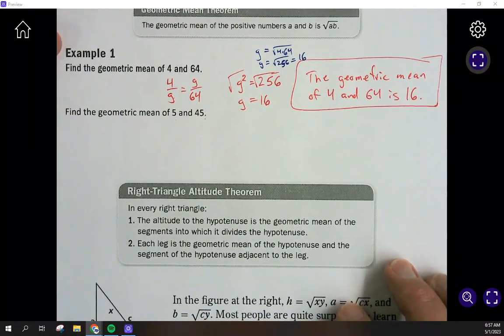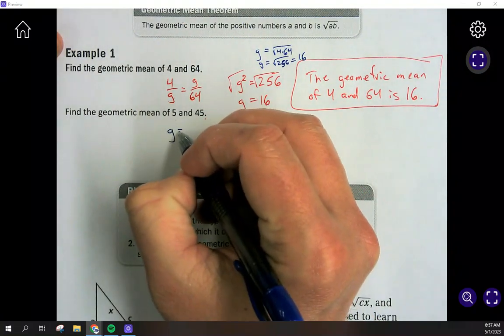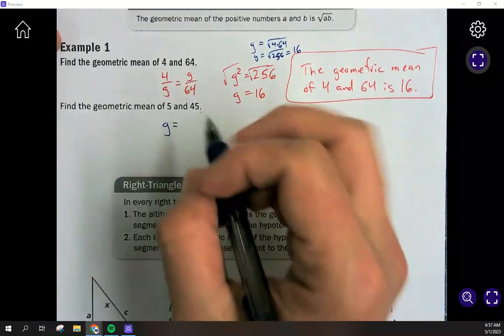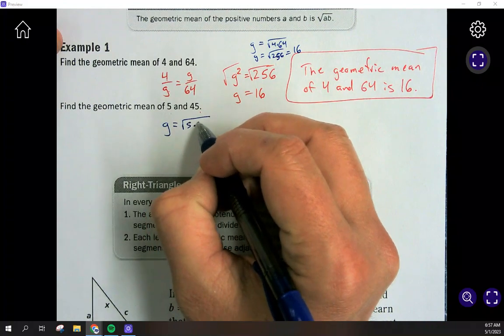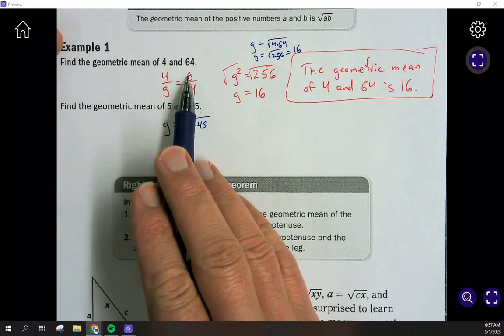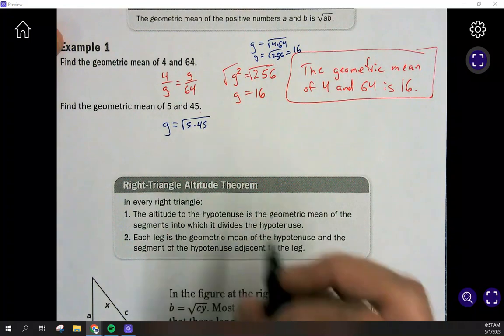So find the geometric mean of 5 and 45. Let's just jump straight into this form right here instead of doing the proportion. The geometric mean of 5 and 45 is equal to the square root of 5 times 45. And again, where that would come from is g times g and 5 times 45. You're going to get whatever number that is. So 5 times 45 is 225.